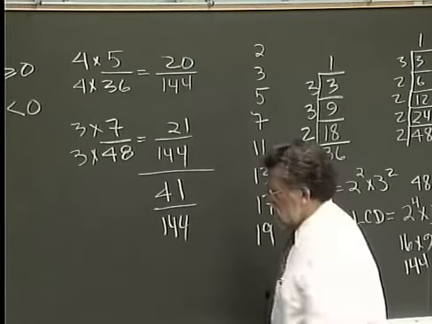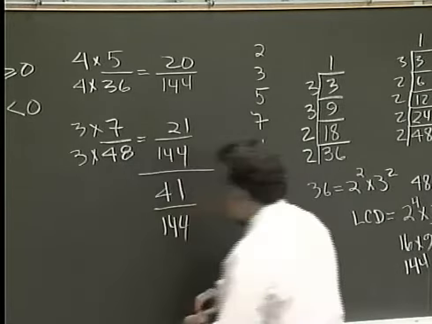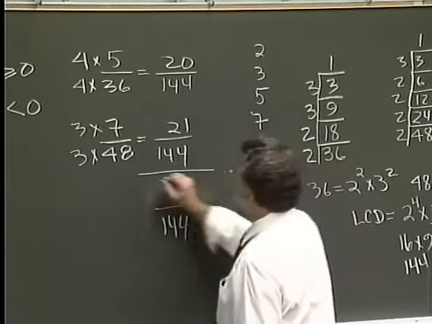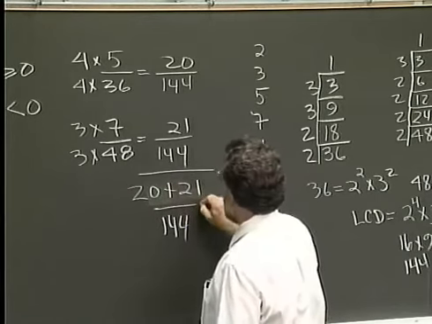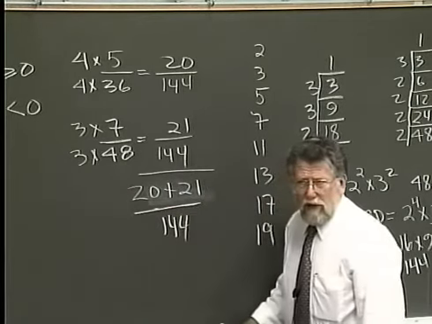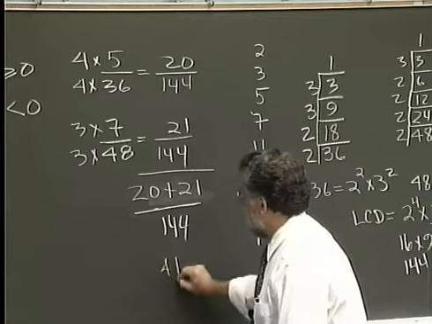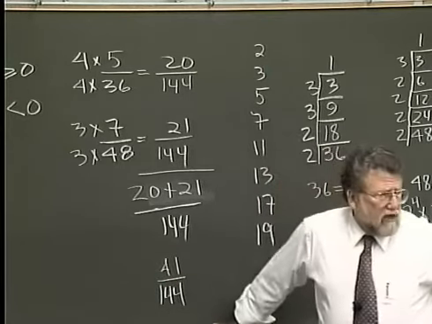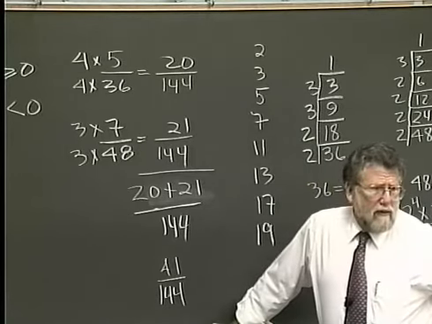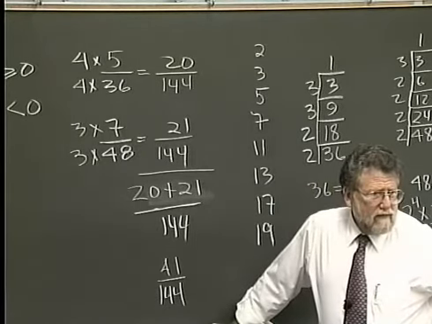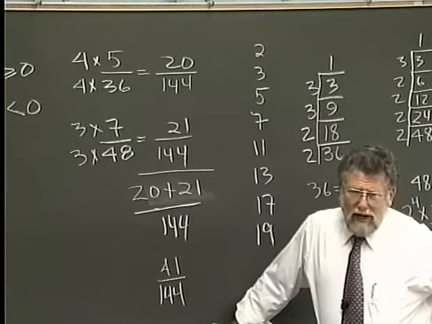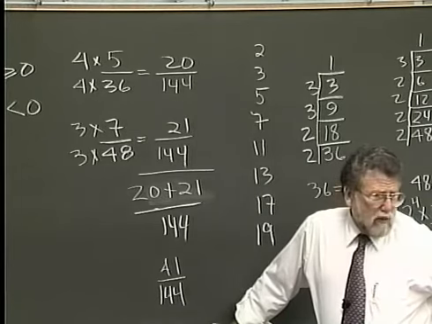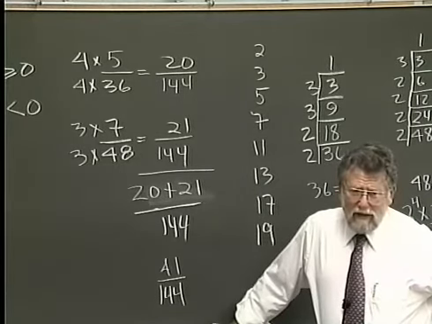But if you were in a Math 10 with me, you wouldn't be allowed to do that. You would be asked to do this as an intermediate step and say I have 20 plus 21 over 144, and then write 41 over 144. Then you'd reduce it if necessary. Why do you know this does not need to be reduced? 41 happens to be prime. And 144, as a product, involved 2's and 3's, not a 41.